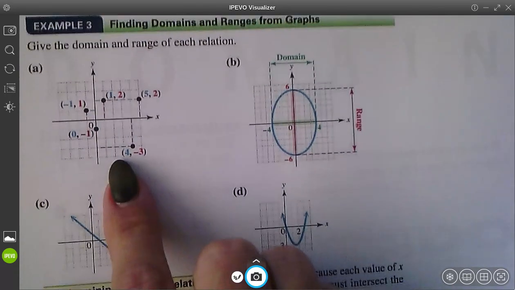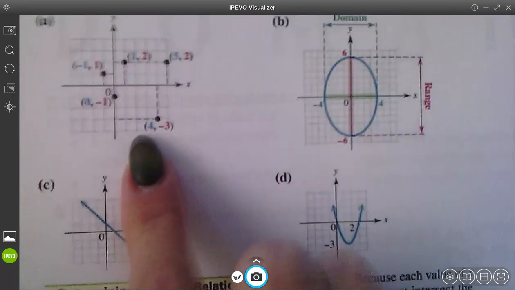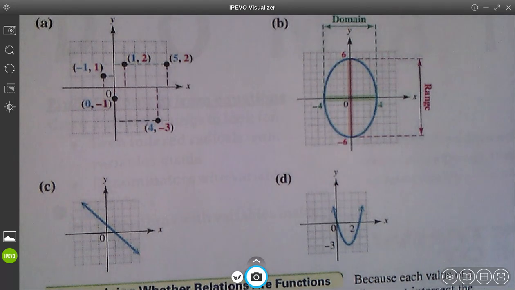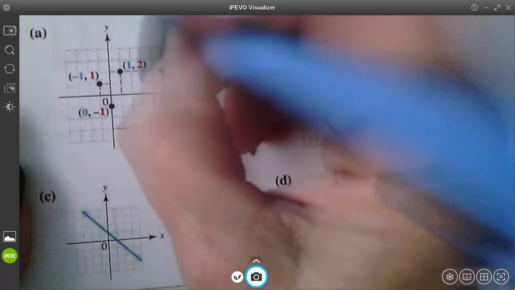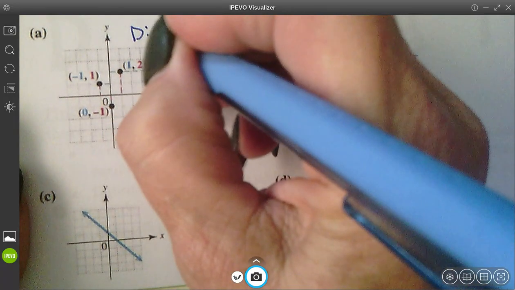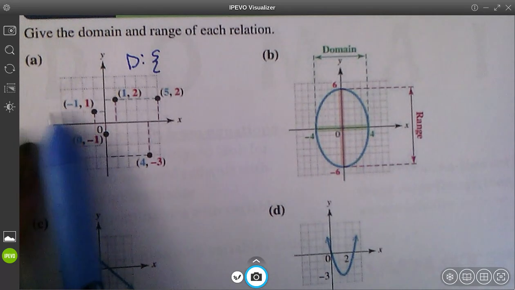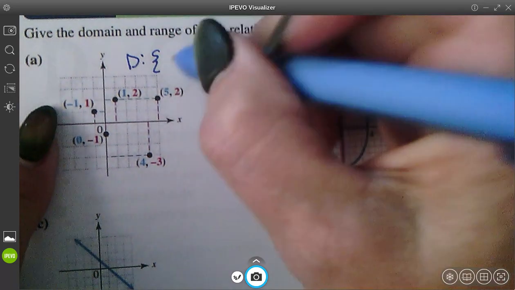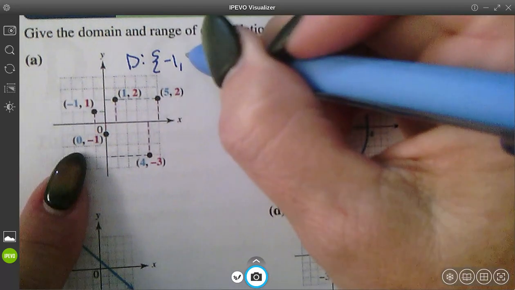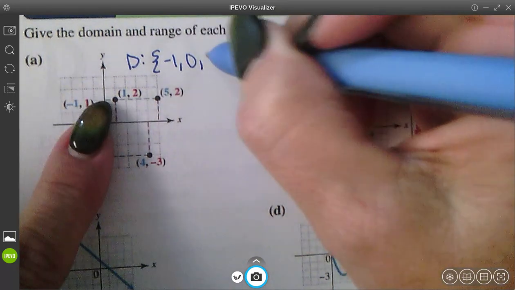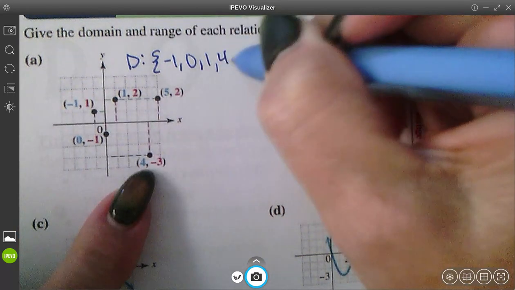This graph right here is made up of dots. When it's just made up of dots, our domain and range are going to be in roster notation. So the domain is going to be the set of all x values, and I want to go smallest to biggest. So this first x value I have is -1, and then 0, and then 1, and then 4, and then 5.